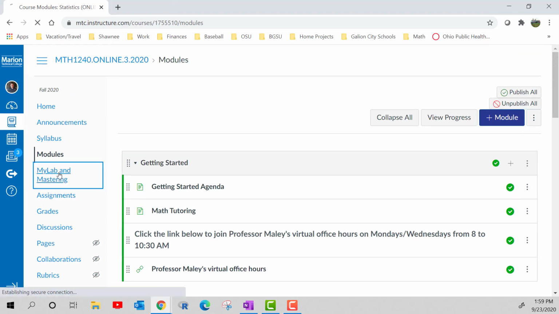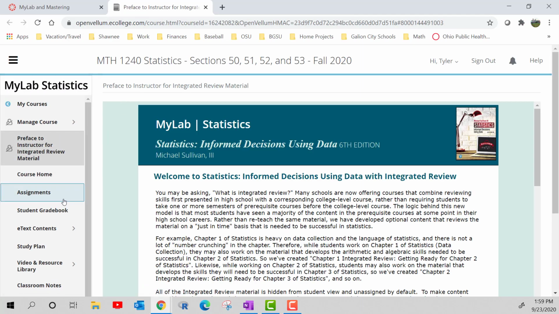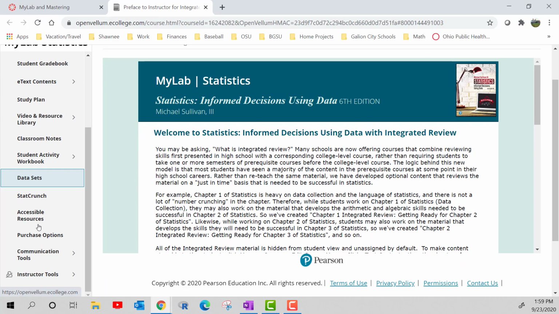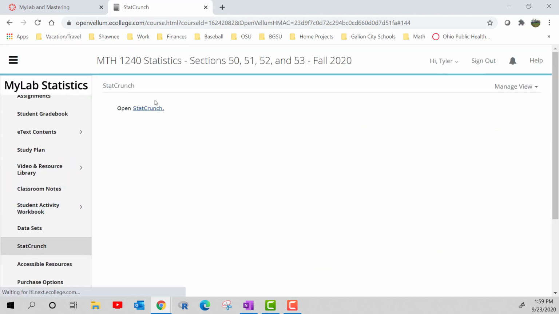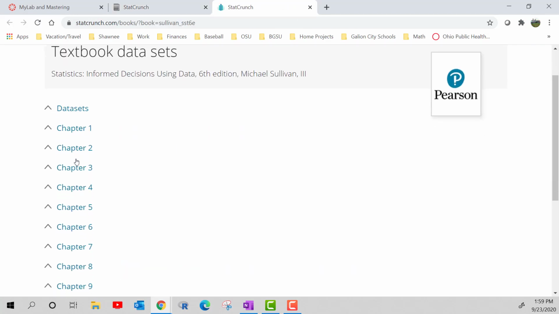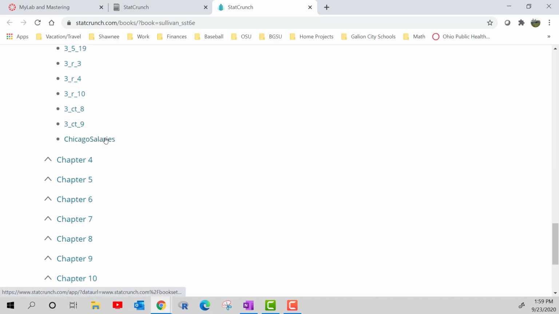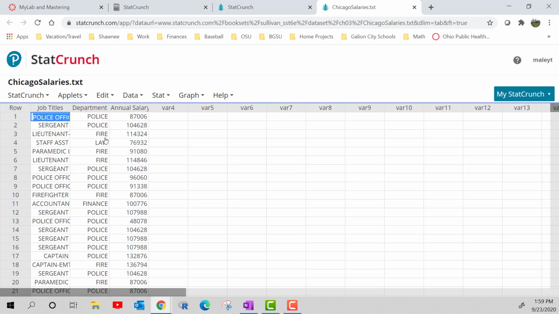Or if you go into My Lab and Mastery and then open up a new tab in My Lab, and then you could go to Statcrunch, or you could go to data sets too. I'm going to go to Statcrunch and click data sets from our textbook, and then we're in chapter 3. If I scroll all the way down, I get the Chicago salary. So if I click on that, it has it downloaded into Statcrunch for me. I don't have to copy and paste, so it's a little easier, right?